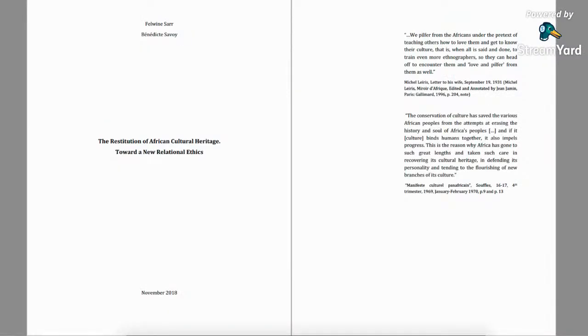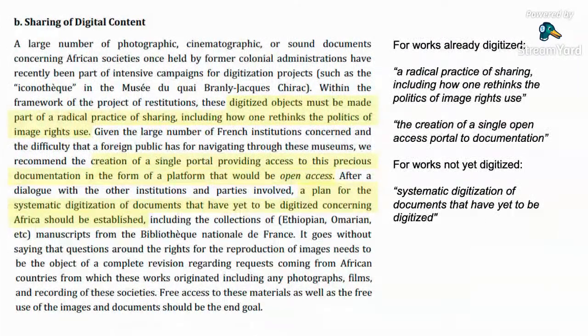So the primary purpose of this 250-page report is to lay out the history and responsibility of France to exploited African cultures and the challenges that underlie physical restitution, its administrative processes, and repatriations. And there's a short section on the sharing of digital content on pages 67 through 68 of the English version that I'd like to focus on because it makes specific recommendations around the sharing of digital content.